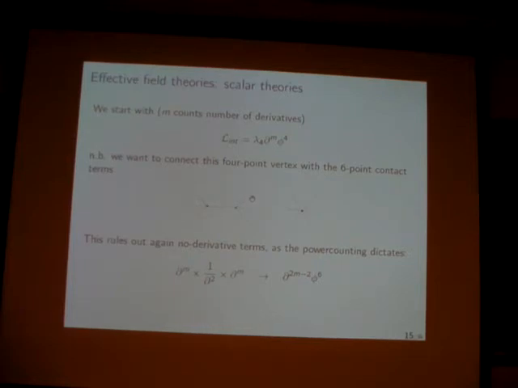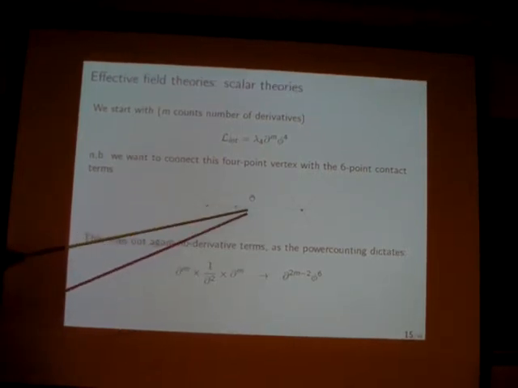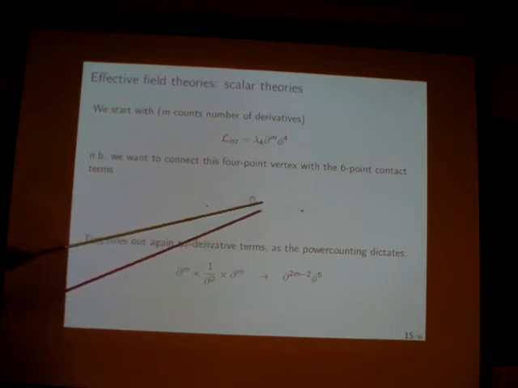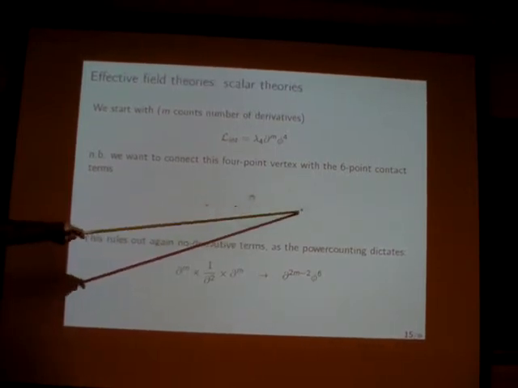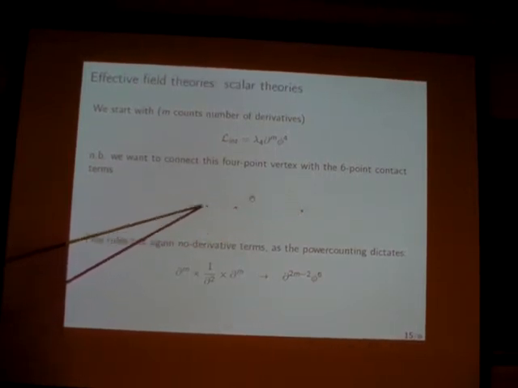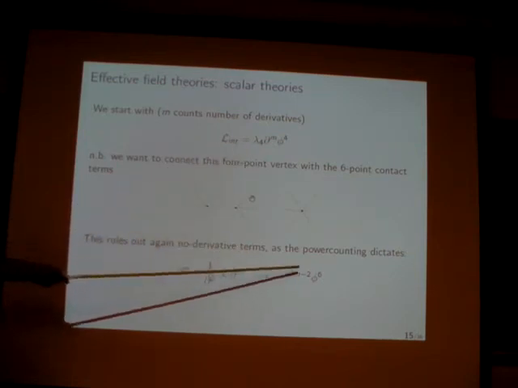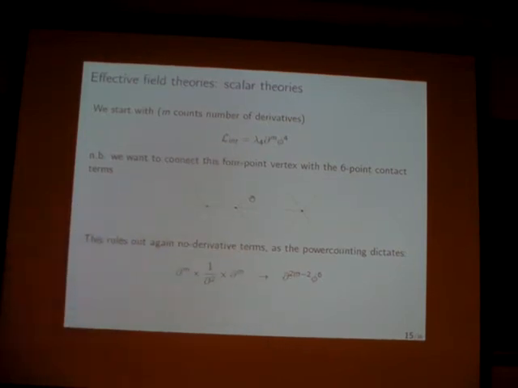So let's start with a generic number of derivatives, like m. As I motivated a few slides before, I would like to connect these four-point vertices with the six-point vertices, so we can easily calculate how many derivatives you need at six points. The homogeneity would be the same, and these two will communicate with each other.